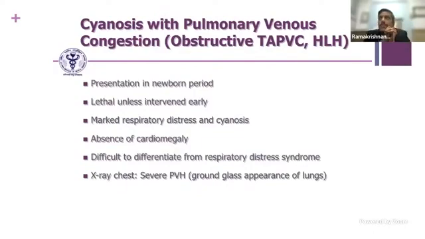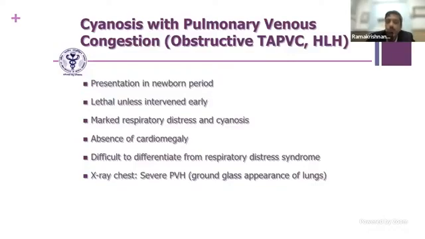So another group of conditions that you have to know is cyanosis with pulmonary venous congestion. That is obstruction in obstructed TAPVC or HLHS group of conditions. So you have generally presentation in the neonatal age group, and generally they are lethal unless intervened early, and there is marked respiratory distress and cyanosis, and there is no cardiomegaly.